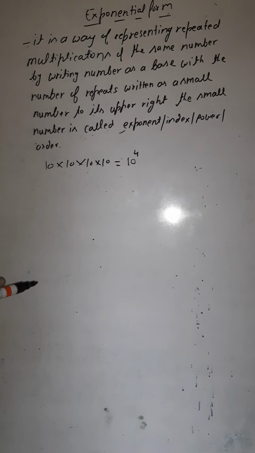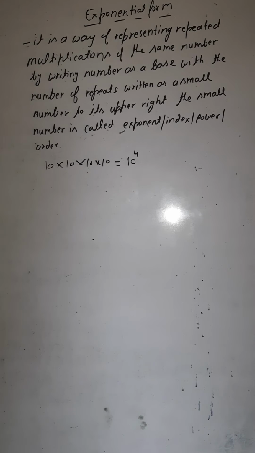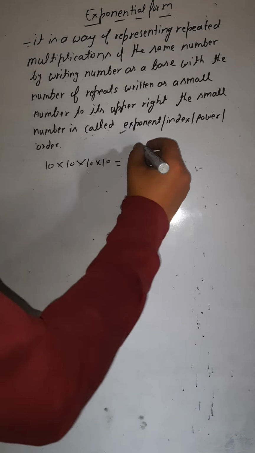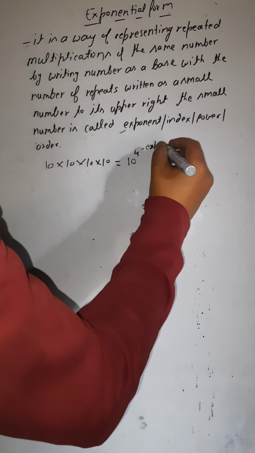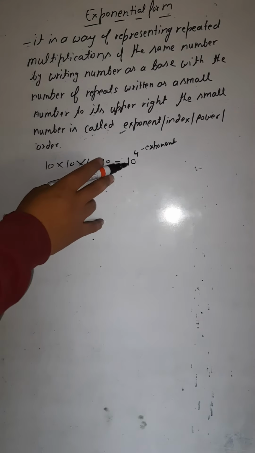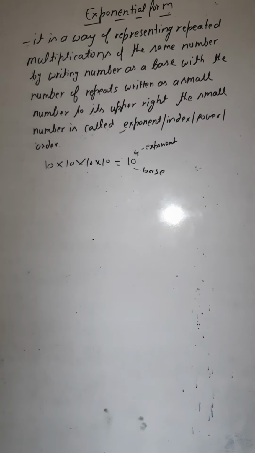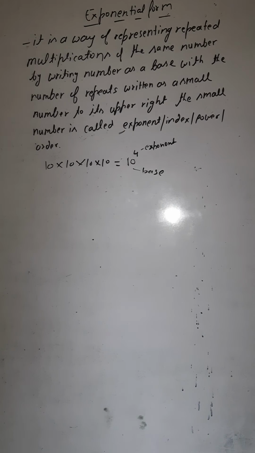So 4 is the index also, 4 is the power also, and order also. Are you getting this? This is known as the exponent, or whatever you want to call it: index, power, order. And the one below, that is 10, is called the base.